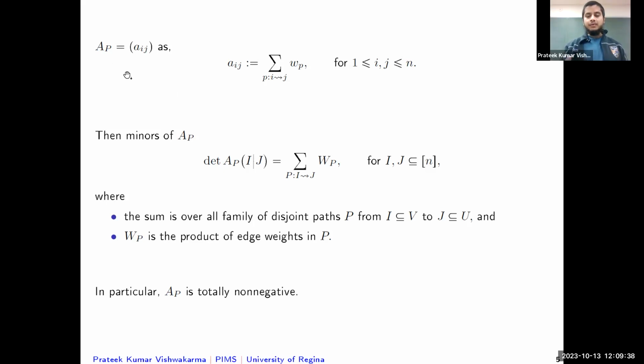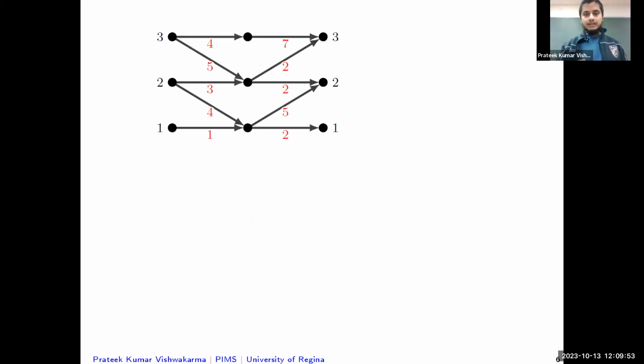The converse of this statement would be: suppose I'm given a totally non-negative matrix. Is there any way that I can construct a planar network with non-negative weights for which the matrix AP would be the same as the matrix that I was given? So the converse is true. Before we see that, let's look at an example first.